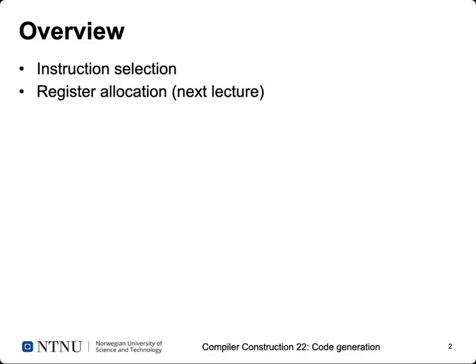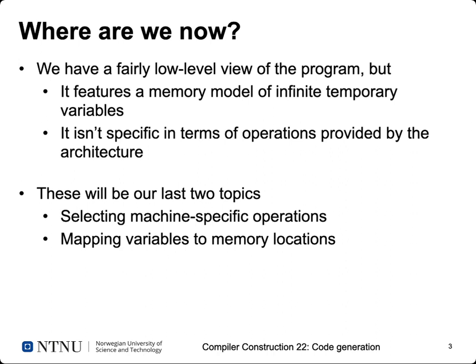So to give you an overview of the upcoming lectures on code generation, we will be mostly talking about how to select instructions that represent a given intermediate representation expression and how to allocate registers in order to efficiently enable program execution. This is part of the next lecture.